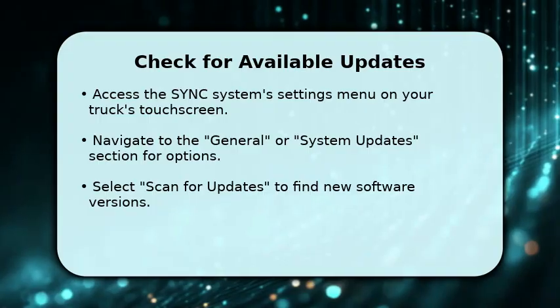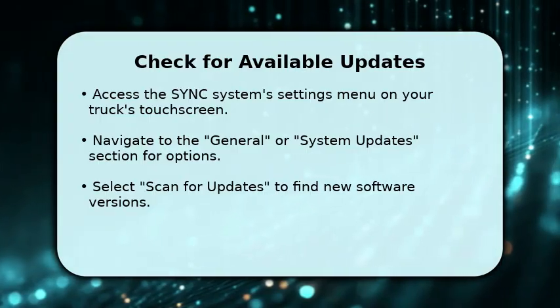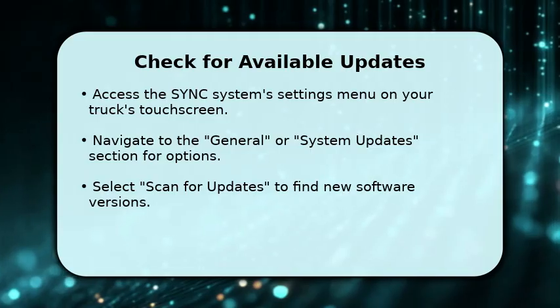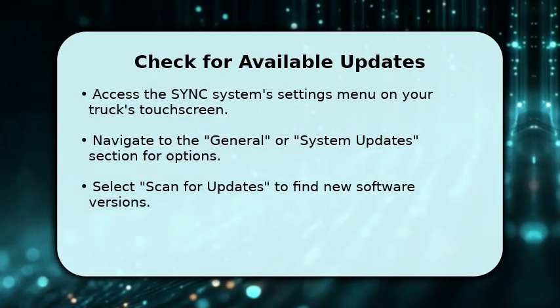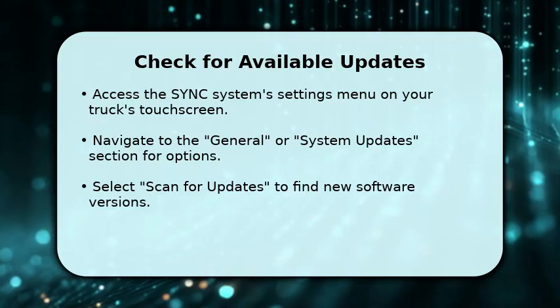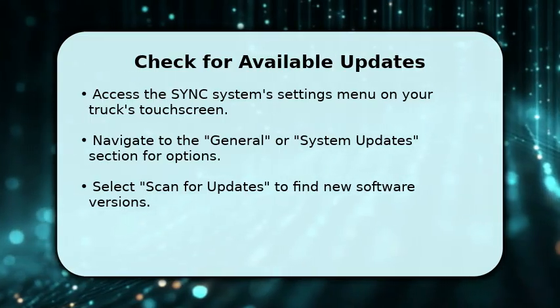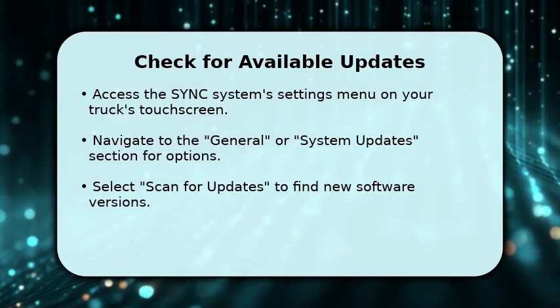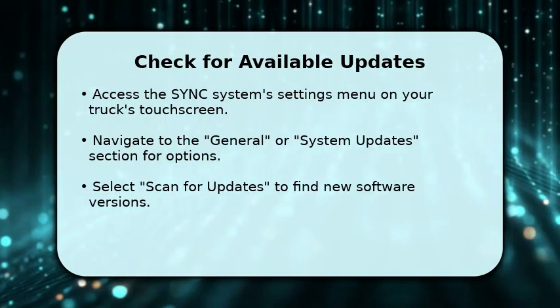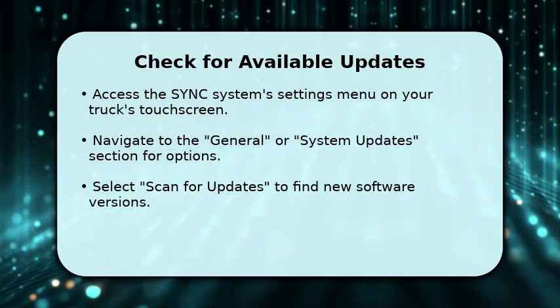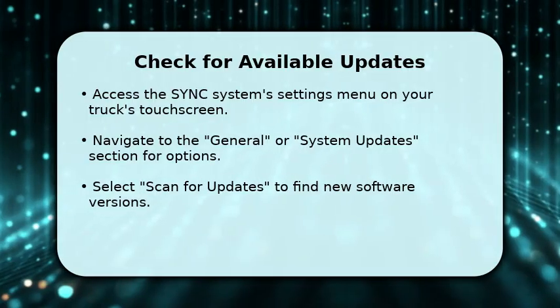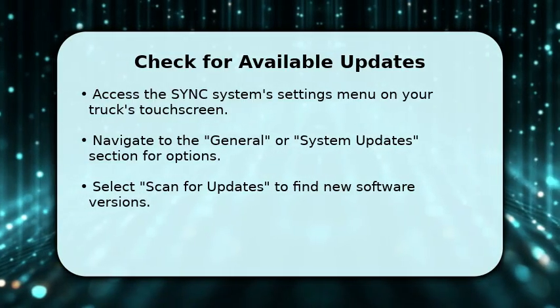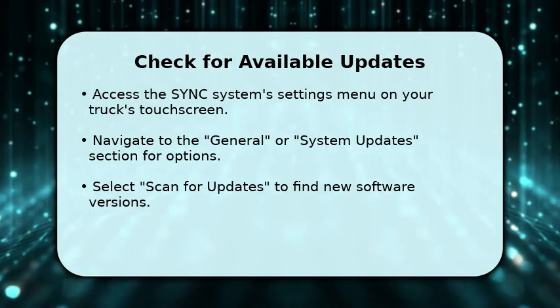To check for updates, begin by accessing your F150 sync system on the touchscreen display. From there, navigate to the Settings menu. Look for a section labeled General or System Updates. Once you find it, select the option to Scan for updates. Your truck will then search for any available new software versions. This step is essential to ensure you have the latest features and improvements.